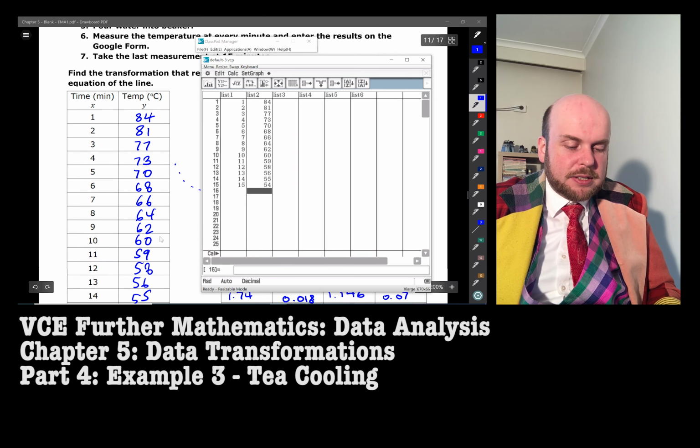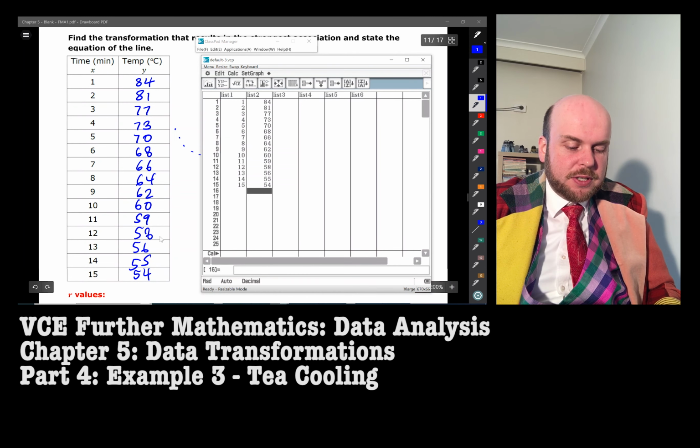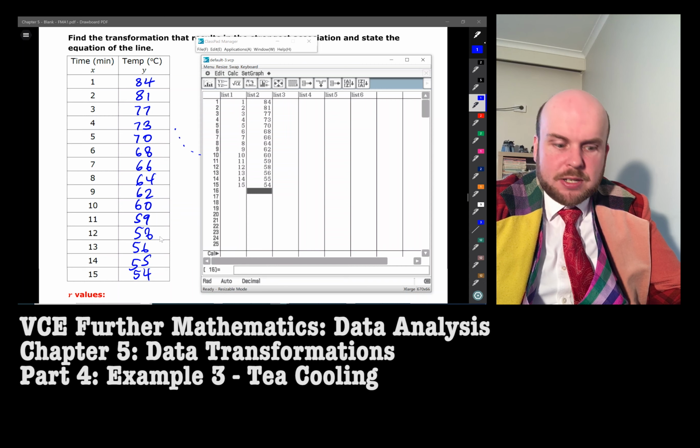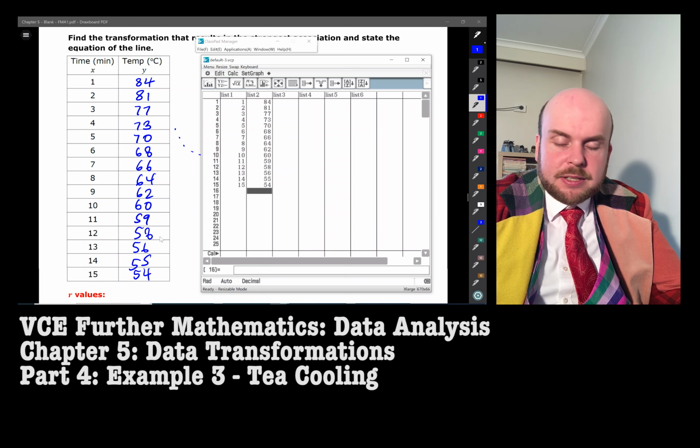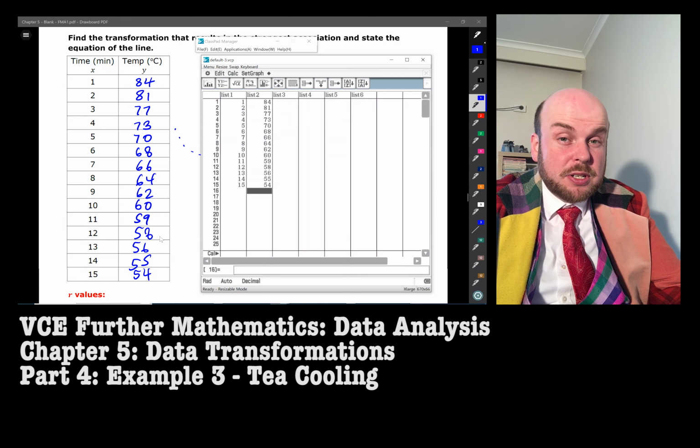So what I've done is I took some averages. We waited over time. We did 15 minutes to see what the temperature was, and we did an average, and we got these results. I would suggest you pause the video right now so that you can enter these results into your CAS and you can do your transformations.